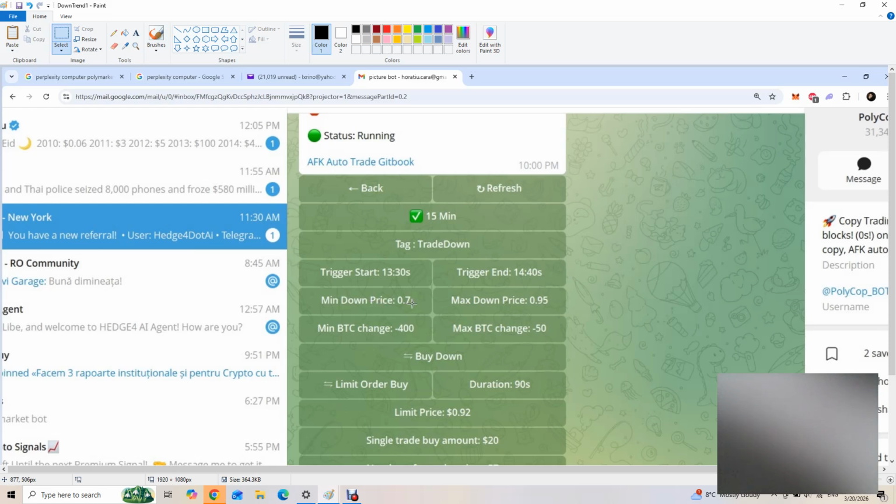Minimum down price 0.70. Same story. You're buying a 70% chance that it will go down. Maximum price 0.95. And here pay attention. This is a minus 400. Okay. And BTC change minus 400. And maximum change, you put in here minus 50. Okay, so don't be afraid, place these numbers in here with the minus sign. Okay, buy down, don't forget, click this, it's a buy down.